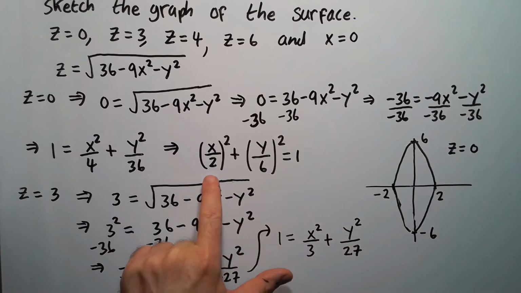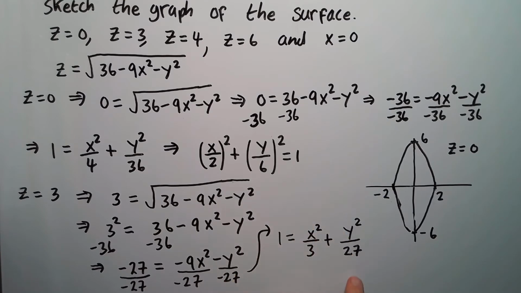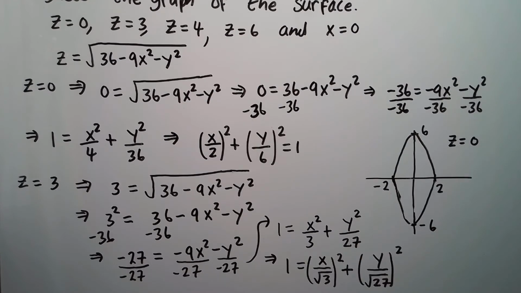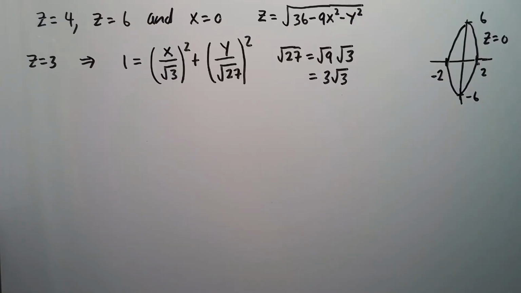Now, just like I did up here, I'm going to write it as x over something squared, y over something squared. So it's going to be x over square root of 3 squared and y over square root of 27 squared. So I can write it as 1 equals (x over square root of 3) squared plus (y over square root of 27) squared. Now we can graph this. I'm out of space, so I'm going to erase a few things. So let's summarize what we have, and we'll keep going. So summarizing, we have this.